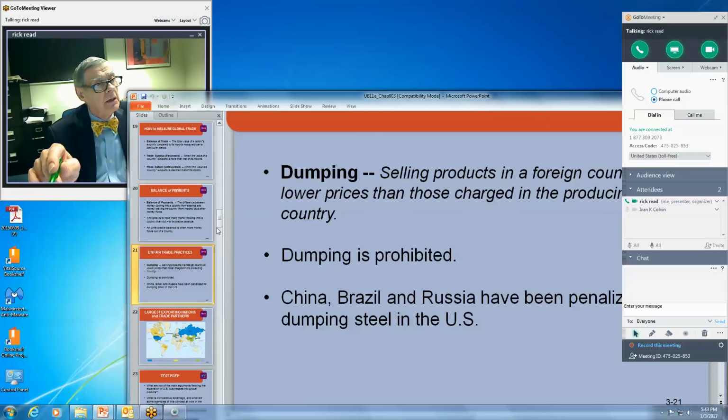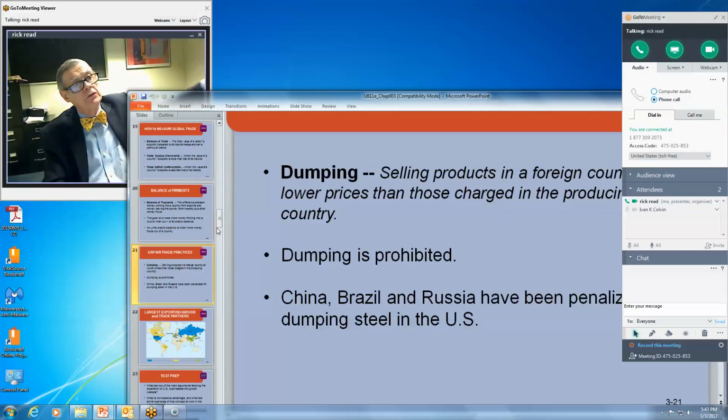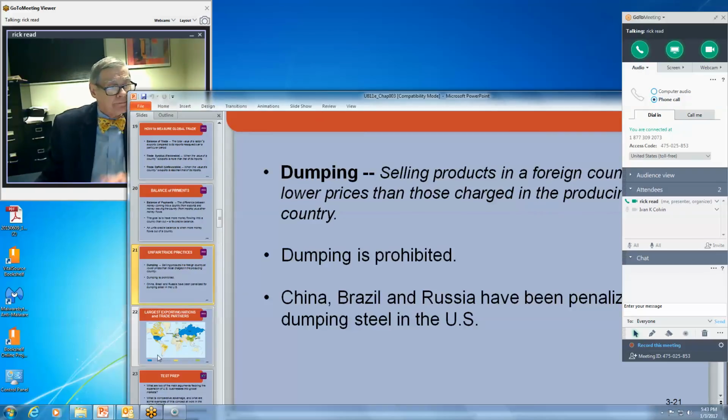In other words, what it costs to produce, let's say a ton of steel in China, for instance. Let's say it's $1,000. It's going to cost them $1,000 to produce that. They're going to bring that same steel that costs $1,000 to produce and sell it for $800 here in the United States. That's known as dumping, and that's strictly prohibited. I forgot about Brazil.